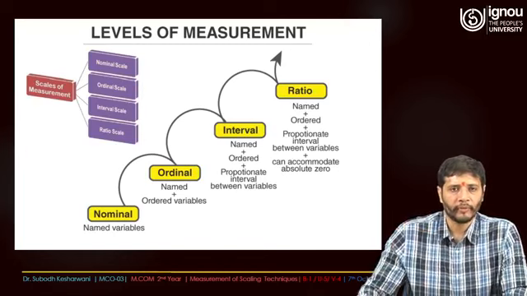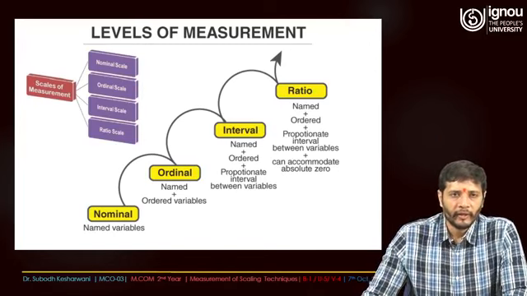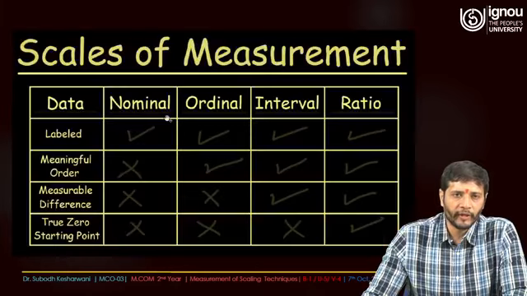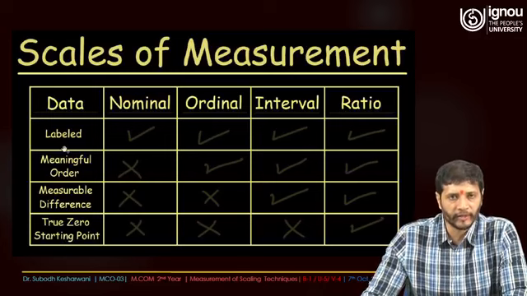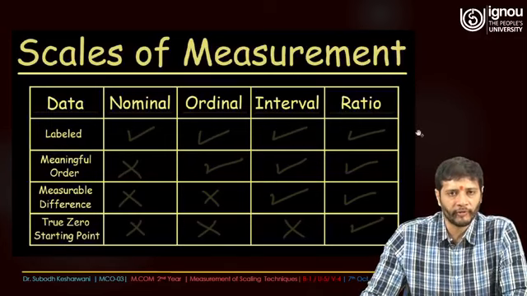So when you talk about this particular measurement, we have to adhere to these four scales of measurement. If you see these four scales, the data labeled, meaningful order, measurable difference, and true zero are the ingredients considered for the comparative view between the four. And when labeled, all the data are labeled, either nominal, ordinal, interval, or ratio.